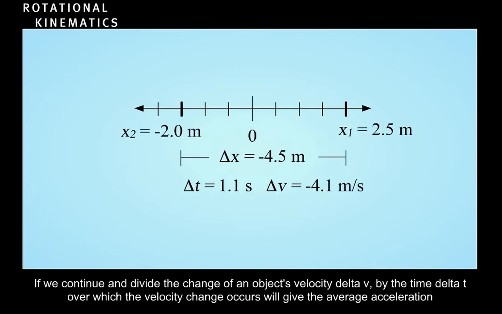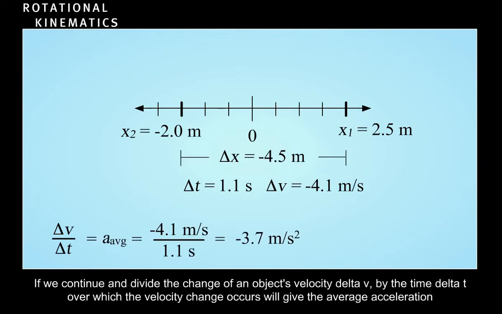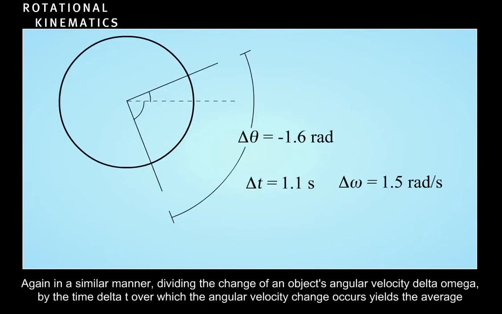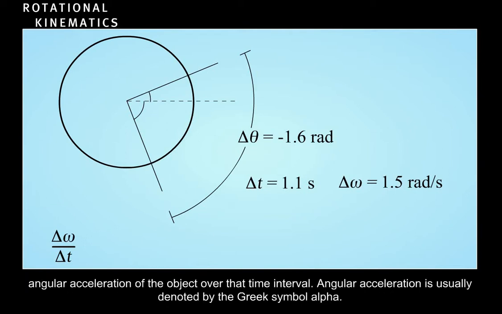If we continue and divide the change of an object's velocity, delta v, by the time delta t, over which the velocity change occurs, it will give the average acceleration of the object over that time interval. Again, in a similar manner, dividing the change of an object's angular velocity, delta omega, by the time delta t over which the angular velocity change occurs yields the average angular acceleration of the object over that time interval. Angular acceleration is usually denoted by the Greek symbol alpha.